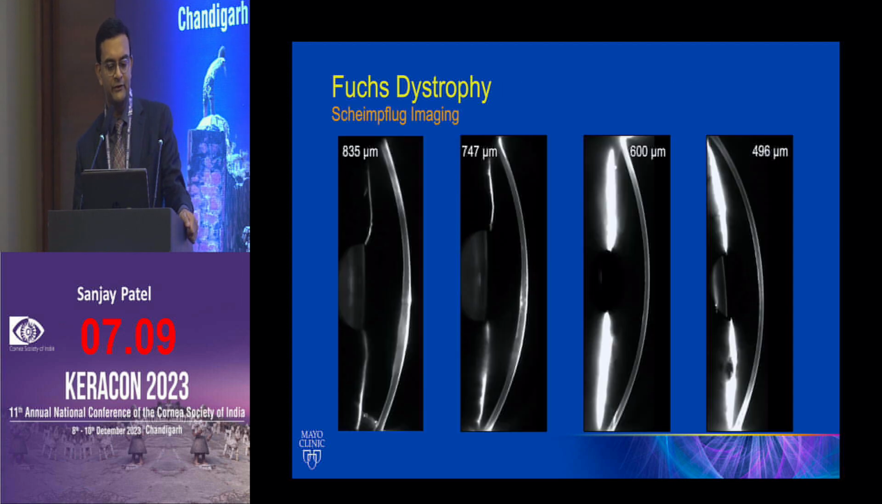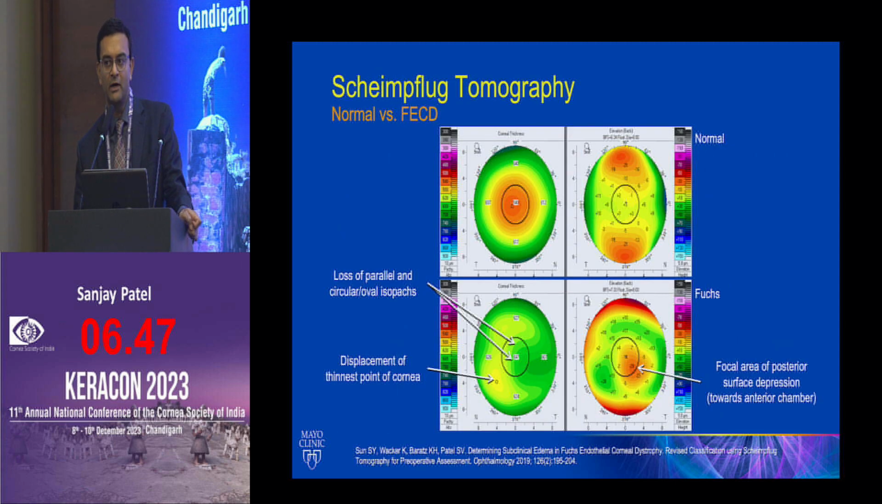And these are Scheimpflug images that show that the two on the left have obvious edema, and it's the back surface of the cornea that displaces towards the anterior chamber. The two corneas on the right, even though they have very, very different corneal thicknesses, both have significant Fuchs dystrophy with subclinical edema. You can't see it here, okay? And you need the tomography maps to detect it. And so up above is what normal corneal thickness and posterior elevation map should look like. And down below is what you can see in Fuchs dystrophy with three critical features signifying subclinical edema.